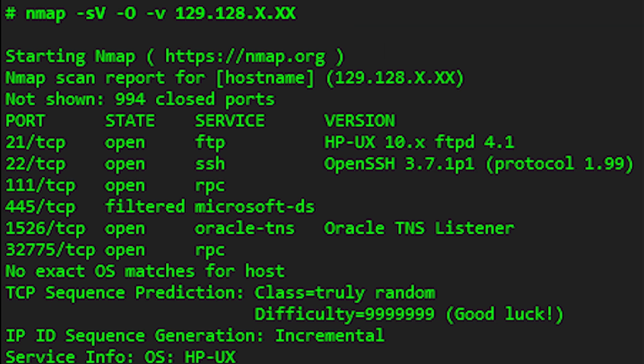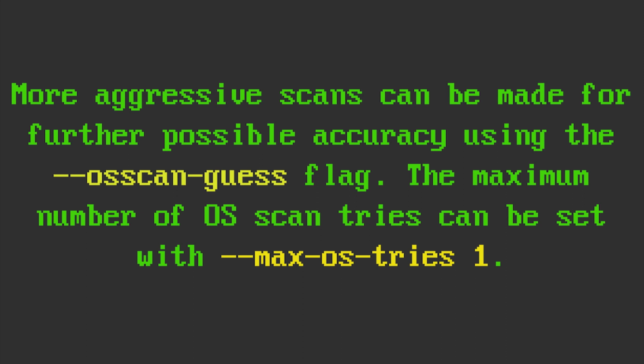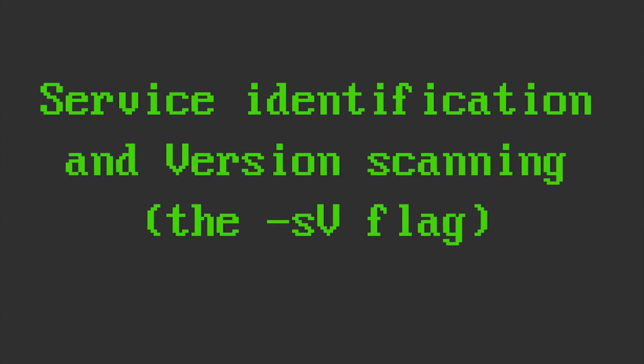More aggressive scans can be made for further possible accuracy using the --osscan-guess flag. The maximum number of OS scan tries can be set with --max-os-tries 1. Next up, for service identification and version scanning, you can use the -sV flag, that's lowercase s, uppercase V.